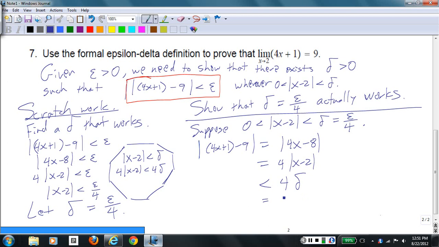What's delta? Epsilon over 4. And 4 times epsilon over 4 equals epsilon. Rough looking epsilon there, but there it is. So that's the conclusion. If x is less than delta units away from 2, then 4x plus 1 is less than epsilon units away from 9. And that proves it.